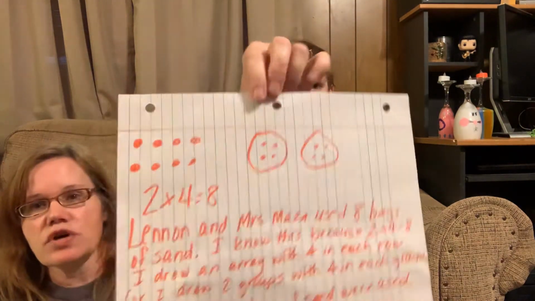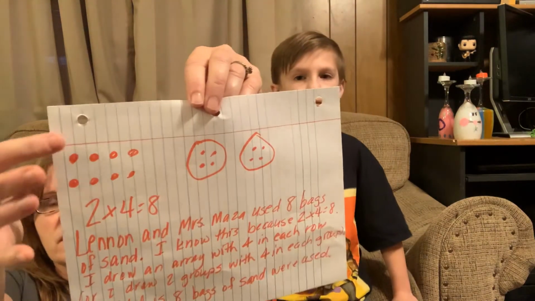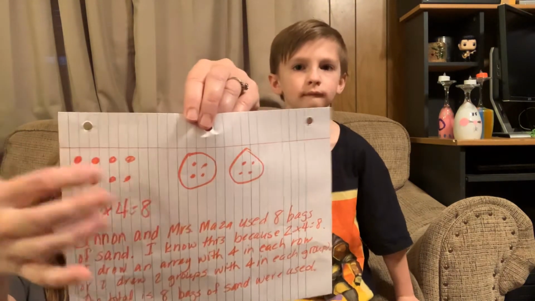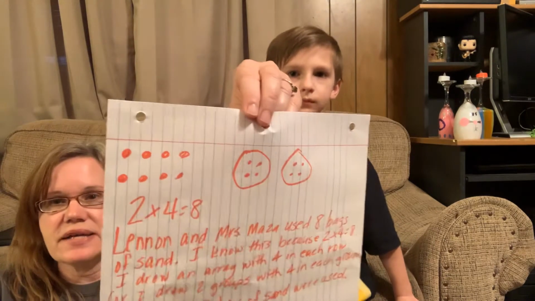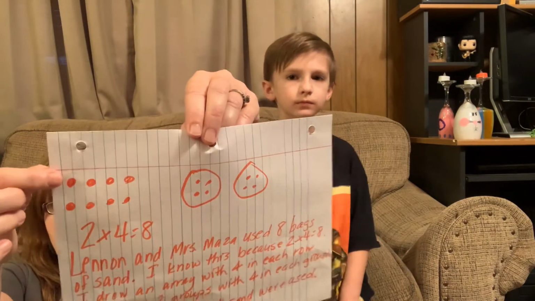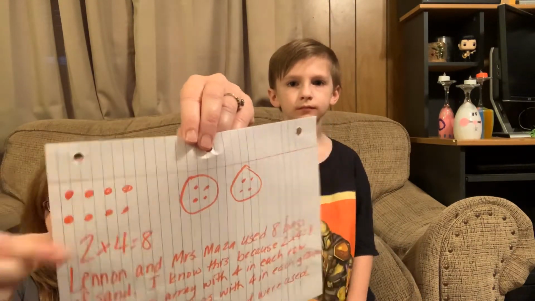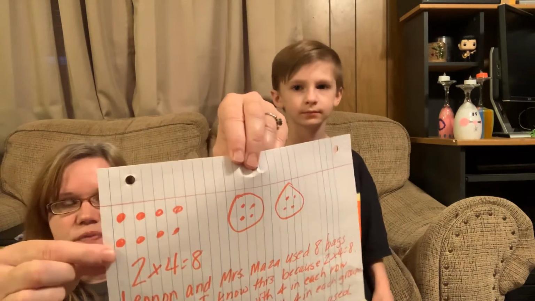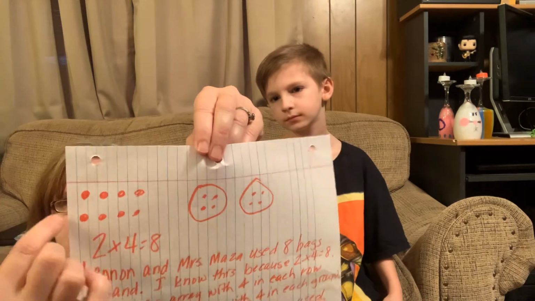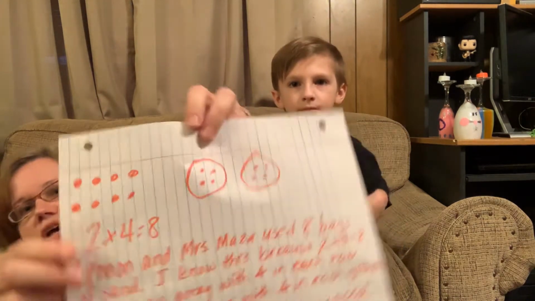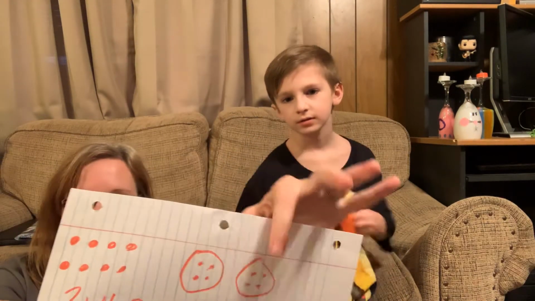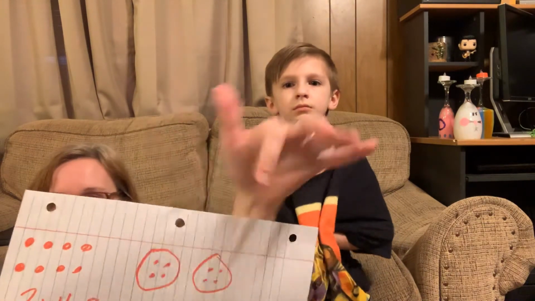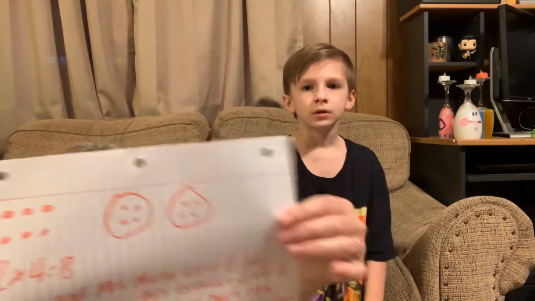We know we need to draw it out to show our answer. We could have done it with an array with 2 rows with 4 in each row representing each bag of sand. The 2 rows were representing Miss Maza's project and Lennon's project, and here's my 4 bags of sand and Lennon's 4 bags of sand. Or we could have done it with 2 groups: Lennon's group and Miss Maza's group, and there's Lennon's 4 bags of sand and Miss Maza's 4 bags of sand.